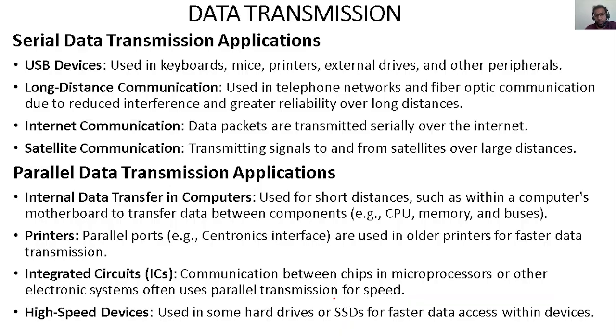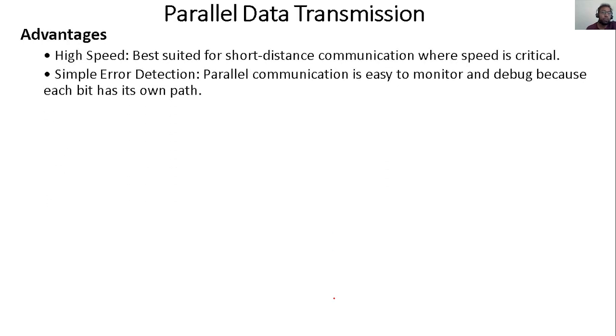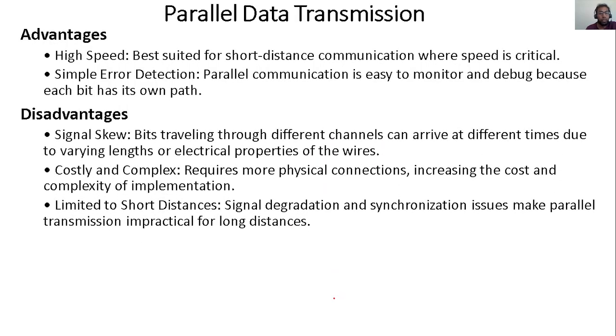And then integrated circuits, ICs, communication between chips and microprocessor. Electronic systems often use parallel transmission. High-speed devices, SSDs, use parallel transmission. High speed and simple error detection. This is why we use parallel data transmission. Disadvantage is signal skew, bits traveling through different channels, and it is costly and complex, limited to short distances. It means signal can degrade and we cannot increase it for long distances.